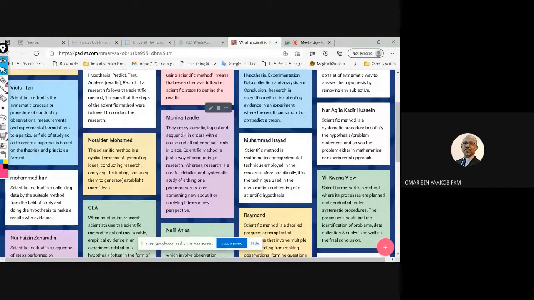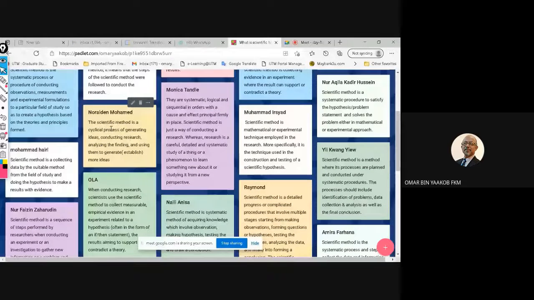Okay, Monica says there are systematic, logical, consequential orders with cause and effect principles firmly in place. Method is just a way of conducting research. Research is careful, detailed, systematic. Scientific method is a cyclical process of generating ideas, conducting research, analyzing findings, and using them to generate more ideas. Research scientific method is a systematic process and procedure of conducting observation, and so on. Okay. Muhammad Hari says scientific method is collecting data by suitable methods from the fields of study and forming a hypothesis.